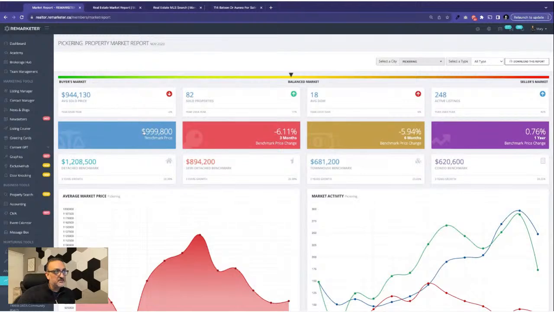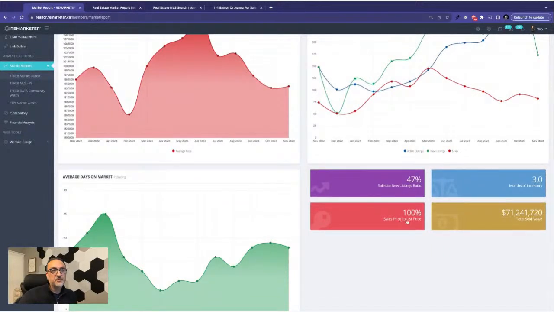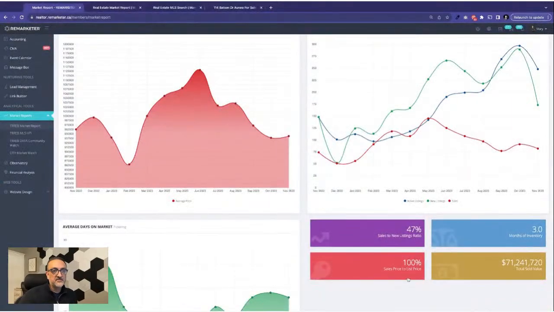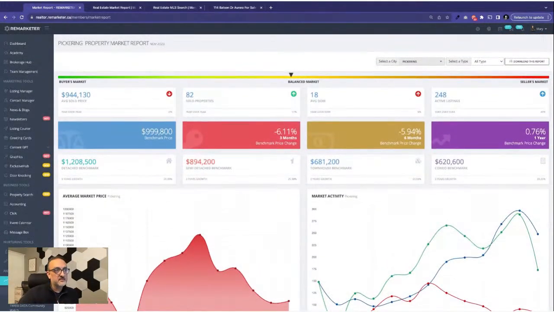So when you compare these two, you can kind of forecast what's happening here in terms of, for instance, listing to sale price ratio. So where is it? Sales price to list price right here. We're at 100% right here, so we're almost the same. If this was a little bit further down, you would see things like 95% of sales price to list price. So these are the things that really go hand in hand with each other.